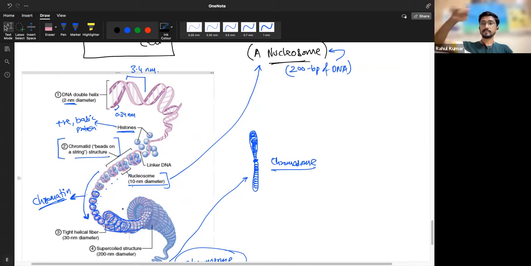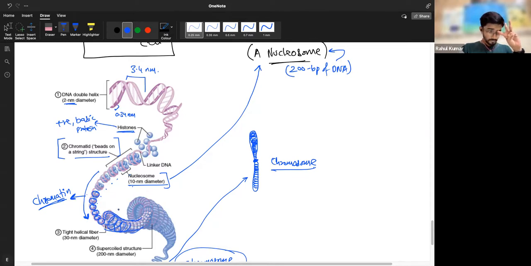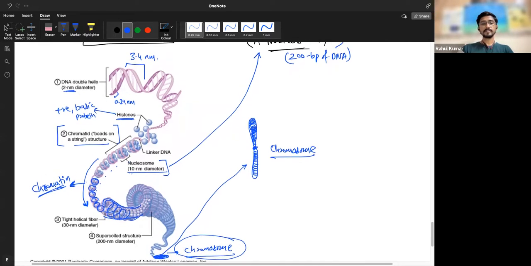Chromatin fiber has chromatin supercoiled in it. So chromatin fiber is the third level of supercoiling. First is nucleosome, second is chromatin, which is known as bead on string structure. Third is chromatin fibers. Now write down: chromatin fibers are further condensed at the metaphase stage.